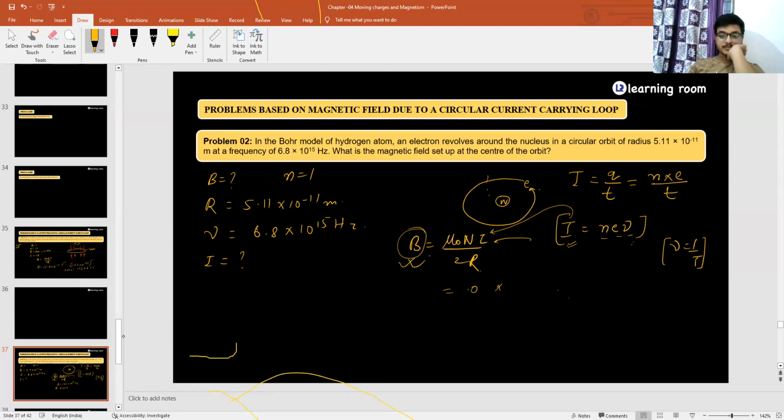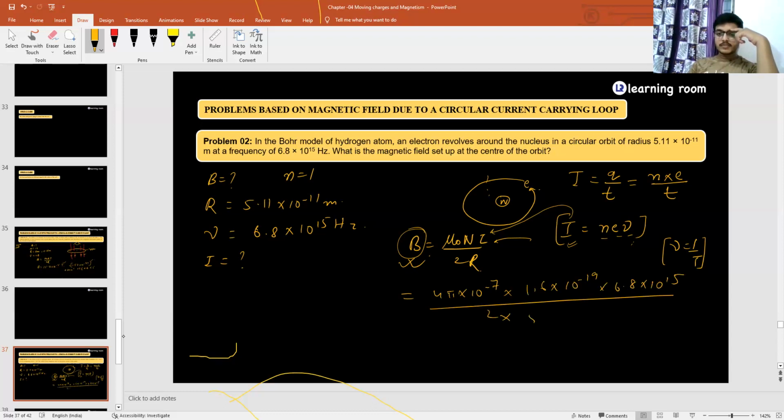Let me do it. So mu naught is what? 4 pi into 10 to the power minus 7. And the total number of rotations, circular coils, that is 1 only. Current, we can write it from here: 1 into 1.6 into 10 to the power minus 19, and frequency is 6.8 into 10 raised to the power 15, and by 2, and radius is 5.11 into 10 raised to the power minus 11.